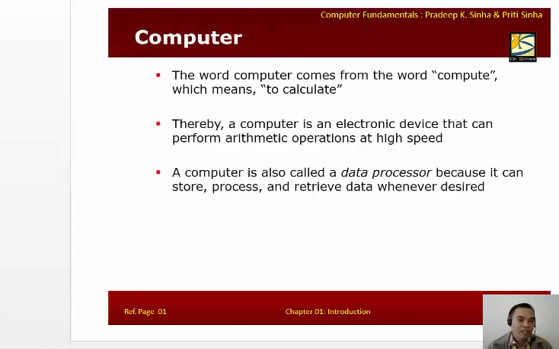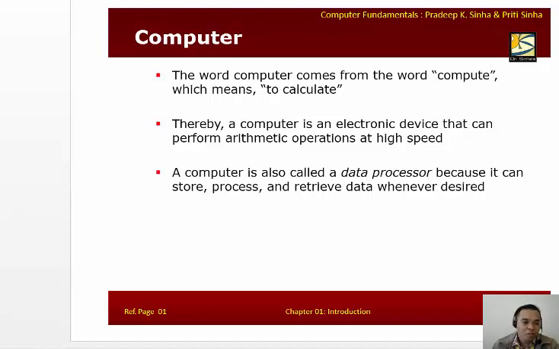Okay, let's define the word computer. The word computer comes from the word compute, which means to calculate. Calculate addition, subtraction, and other mathematical operations. Thereby, a computer is an electronic device that can perform mathematical or arithmetic operations. And take note of this, at a very high speed. This device is also called a data processor. What does it mean? It can store, process, and retrieve data whenever needed or desired.